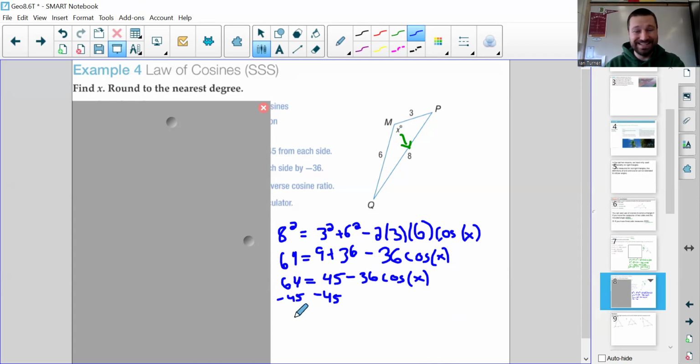Okay, what does that give us? 19? Double check that. That's right, though. So we get 19 equals negative 36 times the cosine of x. Keep that negative there. That does not disappear.